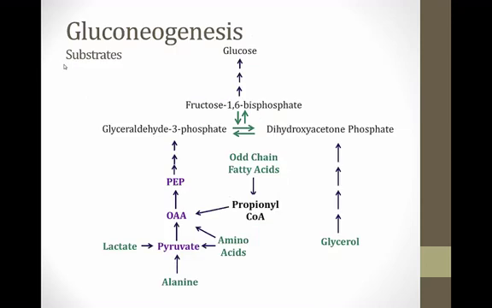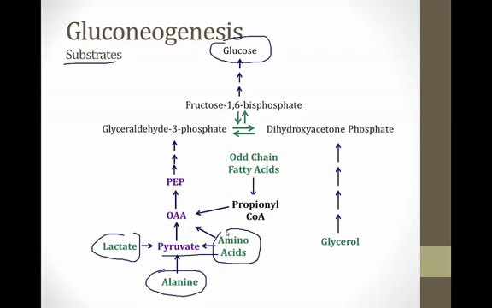A word about all the different substrates that can feed into gluconeogenesis in order to create molecules of glucose to use for fuel. So lactate and alanine can both be converted into pyruvate, and therefore they can enter gluconeogenesis and become glucose. Many amino acids, so-called glucogenic amino acids, can be converted to pyruvate or OAA in order to enter gluconeogenesis. Odd chain fatty acids can be converted into a molecule of propionyl-CoA, which can then become OAA and enter gluconeogenesis.